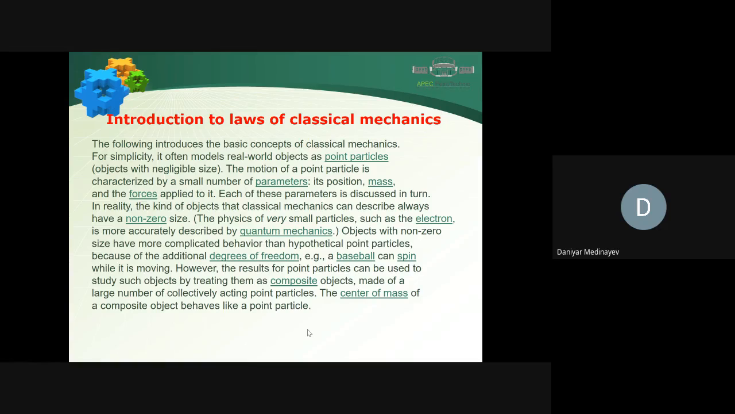However, the results for point particles can be used to study such objects by treating them as composite objects made of a large number of collectively acting point particles, and as a result, the center of mass of a composite object behaves like a point particle.